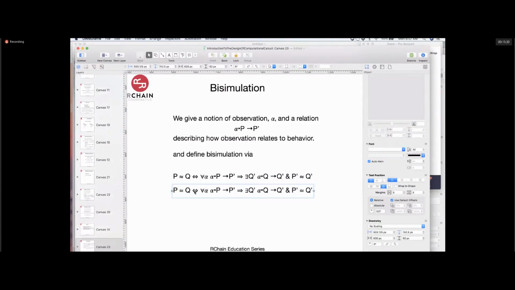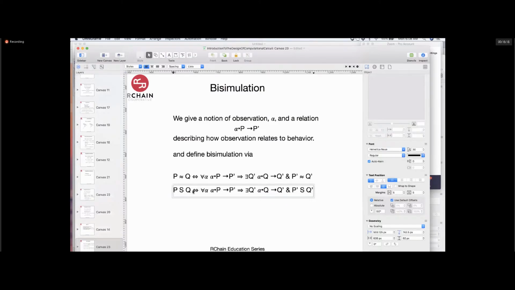And it's kind of important to understand these. So I have some relation S, and P is S related to Q, if and only if for all alpha, if we can observe P with alpha causing it to move in a single step to P prime, then we can find a Q prime such that we can observe Q via alpha, causing it to move to Q prime, and P prime is S related to Q prime.